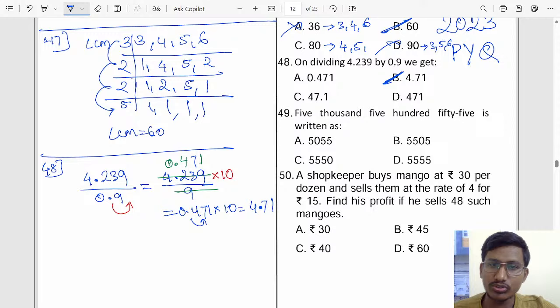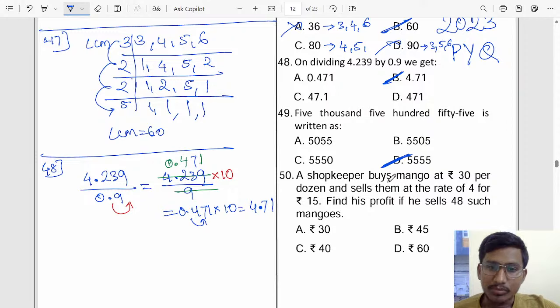What is the 49 question? 5555 is written as what? 5555 is direct answer option D. Very easy. So 50 question directly next is 50.